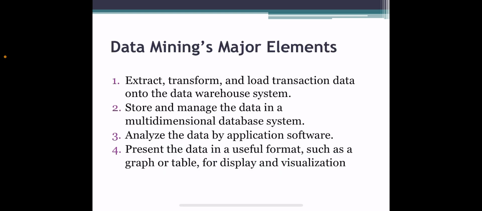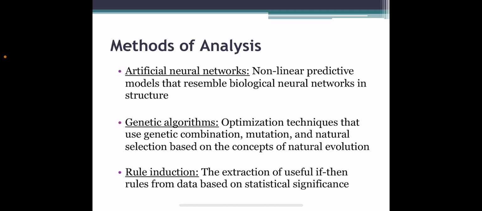Data mining's major elements: first, extract, transform, and load transaction data onto the data warehouse system, and second, store and manage the data in a multi-dimensional database system. Third, analyze the data by application software, and the fourth, present the data in a useful format such as a graph or table, or display the visualizations.